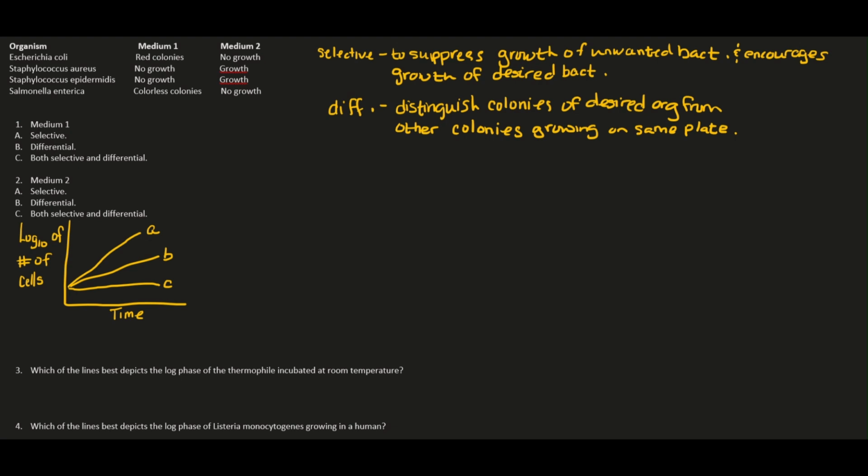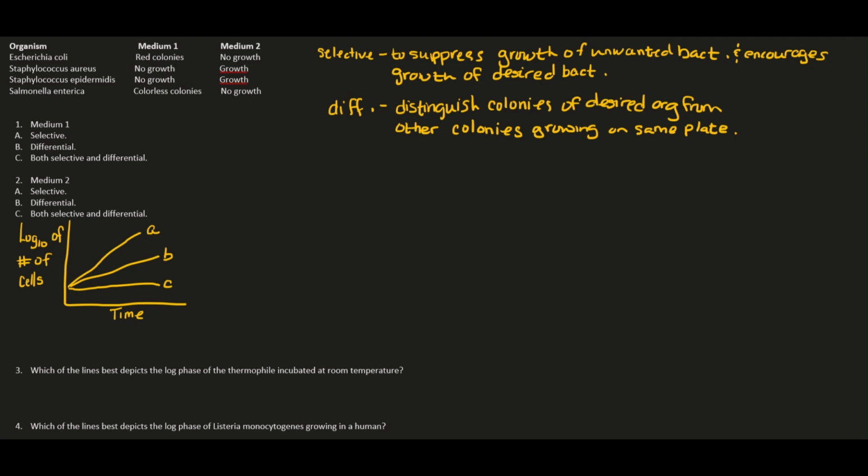Media number 1. Was selective media used, differential, or selective and differential? Well, what is selective media? Well, it is used when you want to suppress growth of unwanted bacteria and encourage growth of desired bacteria. Differential media is used when you want to distinguish the colonies of your desired organism from other colonies growing on the same plate.